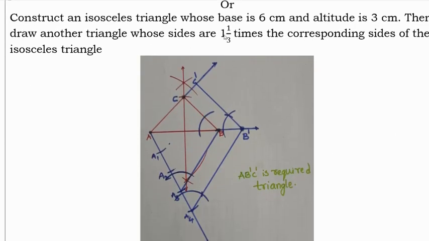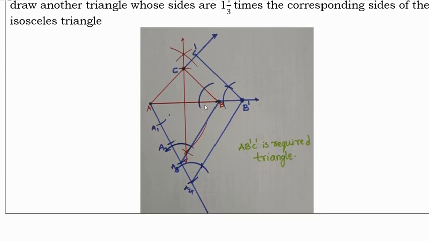Last question. Construct an isosceles triangle whose base is 6 centimeters and altitude is 3 centimeters. Then draw another triangle whose sides are 1 1/3, which is nothing but 4/3 times the corresponding sides of the isosceles triangle. So this is the triangle, students.